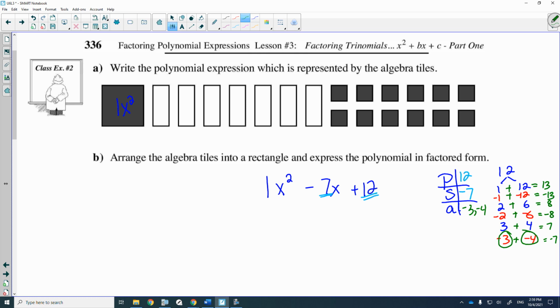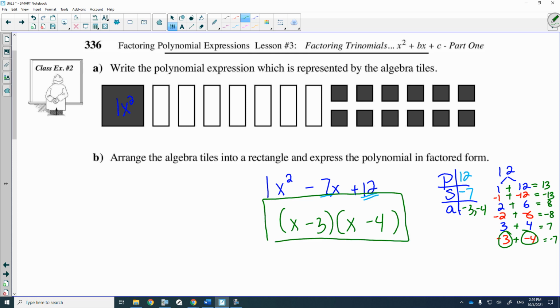And again, always double check. Negative 3 times negative 4 gives you 12. Negative 3 plus negative 4 sums to negative 7. Set up your two brackets and put an x at the beginning of each bracket. 1x gets a minus 3 and 1x gets a minus 4.